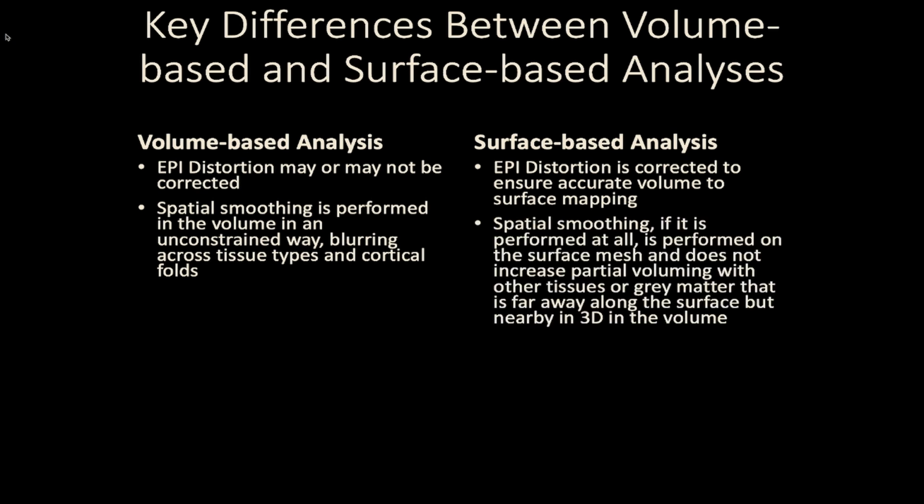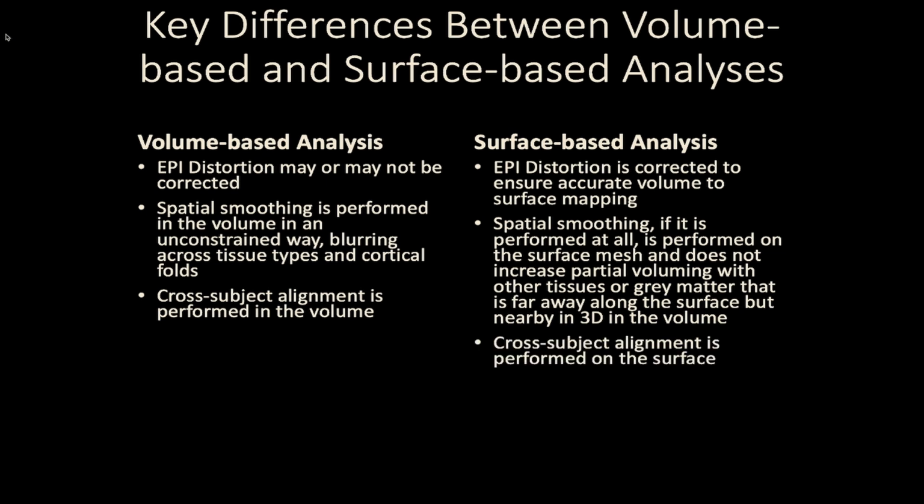On the surface, people often don't do smoothing at all because the statistics are already improved by mapping onto the cortical surface and averaging across the cortical ribbon. But if they do, you're not getting that partial voluming effect. You're not getting the blurring of the CSF and the white matter into the gray matter, and you're also not blurring across the cortical folds. In volume-based analyses, the cross-subject alignment is performed in the volume, whereas it's performed on the surface in a surface-based analysis, and I think we'll have more on that in a subsequent talk.